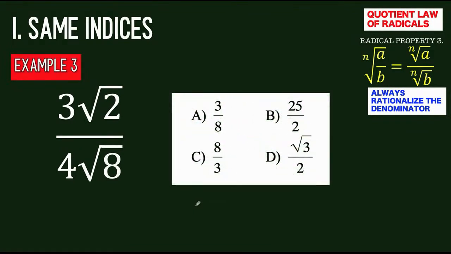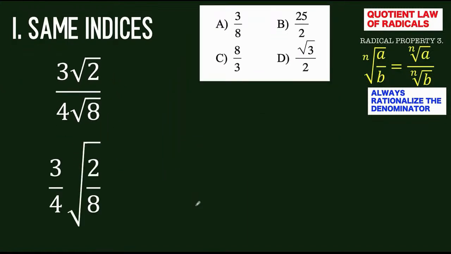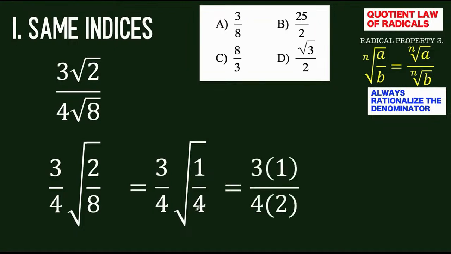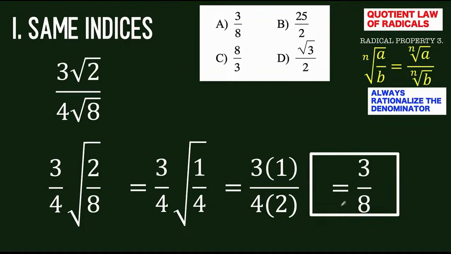Next problem. 3 square root of 2 over 4 square root of 8. And these are the 4 options. Let's solve this together. So we apply the quotient law of radicals. Since the indices are the same, we can write this as square root of 2 over 8 this way. Just copy 3/4. Then 2 over 8 can be simplified as 1/4. The square root of 1 is 1, the square root of 4 is 2, so you have 1/2, copy 3/4. And finally, multiply 3 times 1 to get 3, 4 times 2 to get 8.